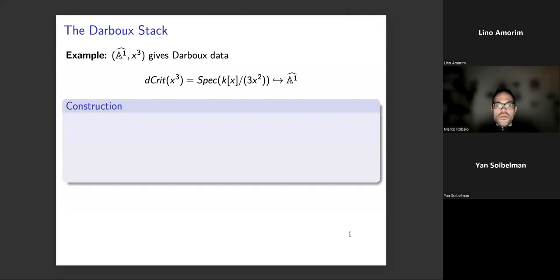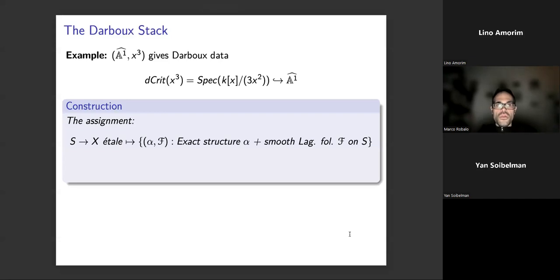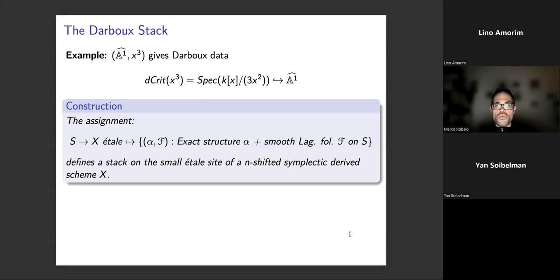So here's the construction. If you take S étale over X, where X is -1 shifted, then in particular S is also -1 shifted. You consider the assignment sending every S to the space that classifies exact structures on S and the smooth Lagrangian foliation. This is called the Darboux pre-stack. The claim is that this defines a stack on the small étale site of any -1 shifted derived symplectic scheme. It doesn't have to be -1 shifted; this assignment exists and is a stack for every n-shifted one. So this is a construction/proposition, and we call it the Darboux stack of X.